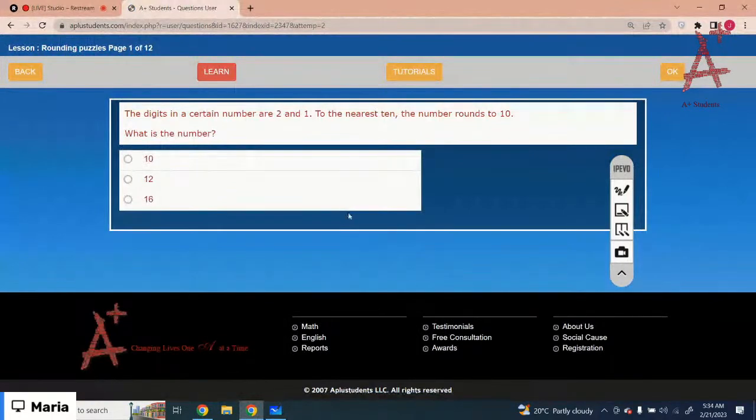Okay, that's the one we just did. The digits in a certain number are 2 and 1. To the nearest 10, the number rounds to 10. So 12 is rounded to 10. Got it?